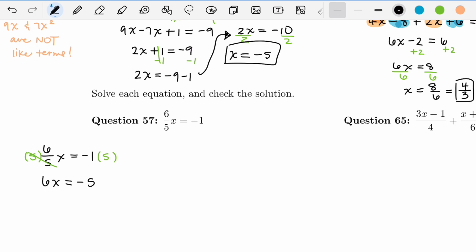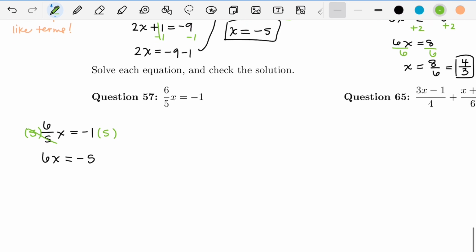And then lastly, to get x completely alone, we're just going to divide both sides by 6. This cancels here, since 6 divided by 6 is just 1. And so on the left-hand side, we're left with x. We got x by itself, and that's going to be equal to -5 over 6. So this is one way we could do this problem.